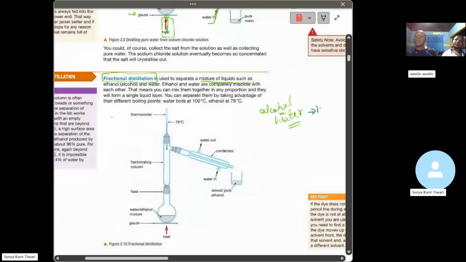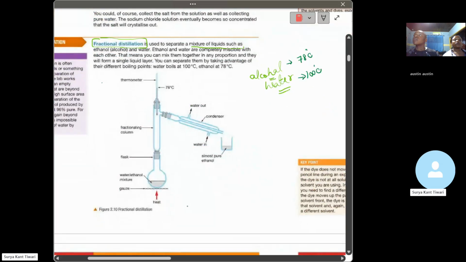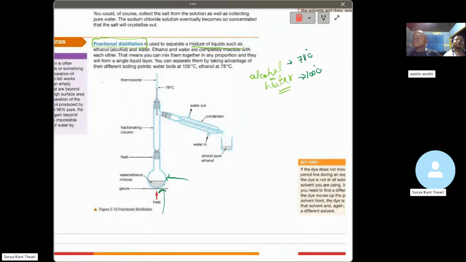Boiling point of water is 100 degrees Celsius. Okay. Yes, sir. And the boiling point of alcohol is 78 degrees Celsius. So, just listen to me carefully. See, in this mixture, we have alcohol and water. We are heating it.